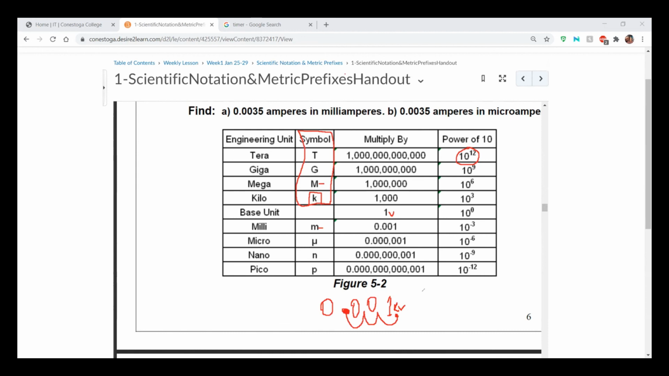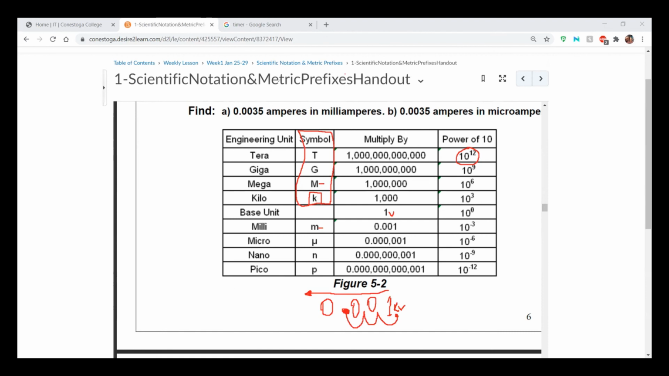Do you notice that when I wanted to go from my unit, in order to express my kilovolts, I was skipping my decimal point to the left?